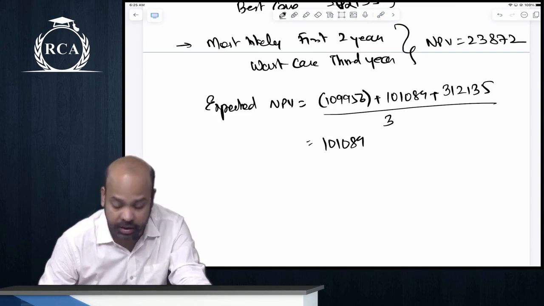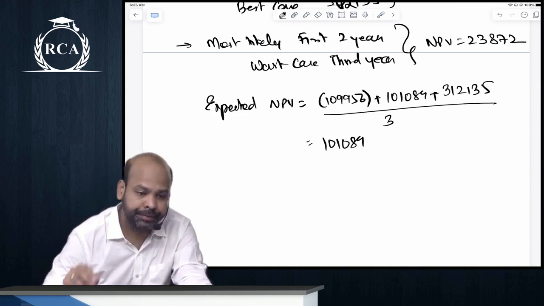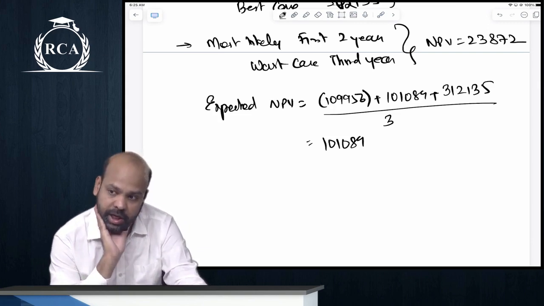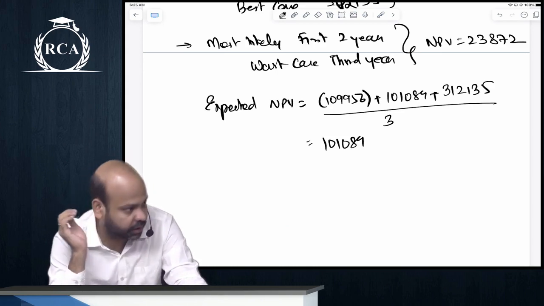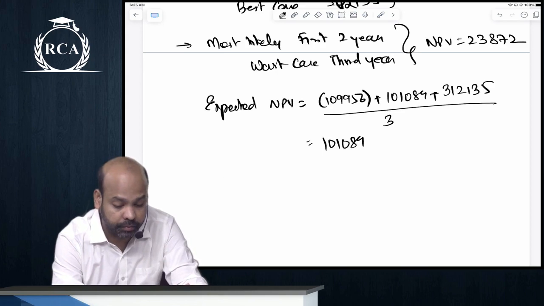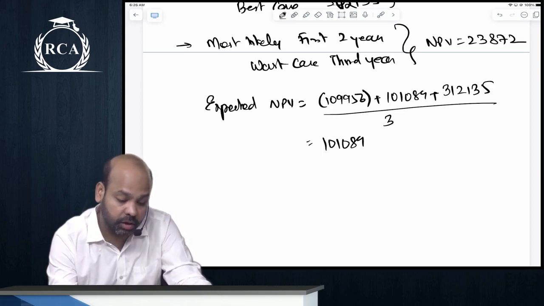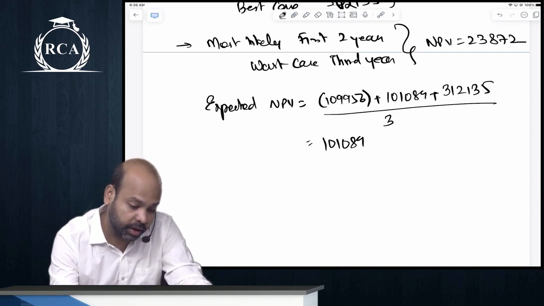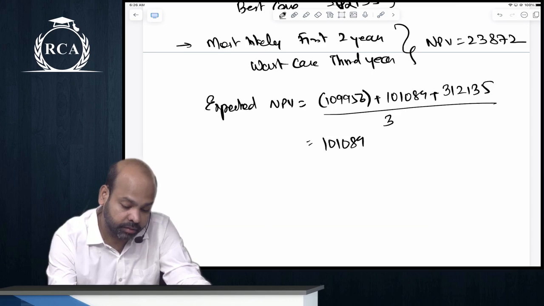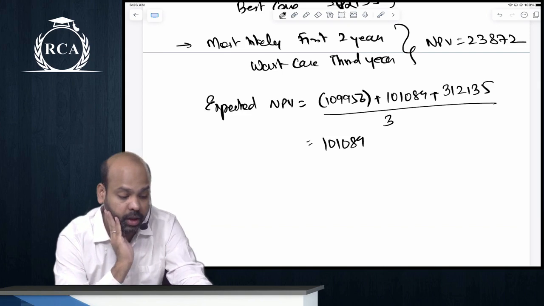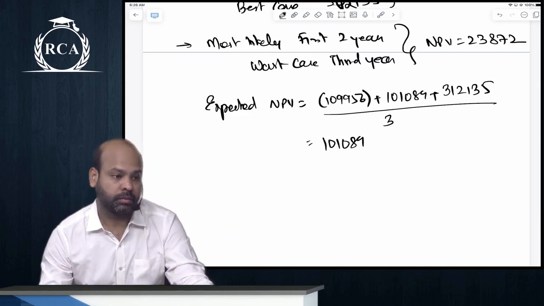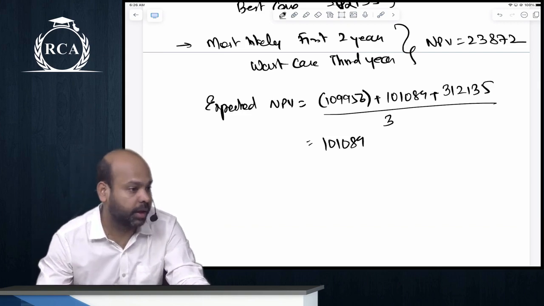This is one basis. What is the other way of analyzing it? Alternatively, if the chance of occurrence of the worst case scenario is high, the project should not be taken up.